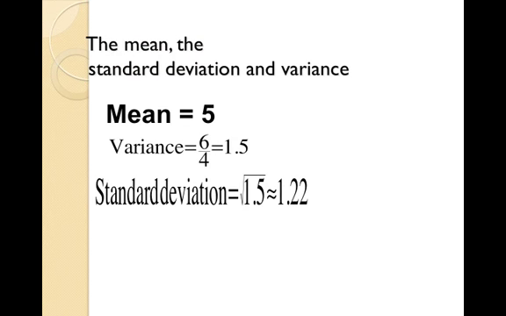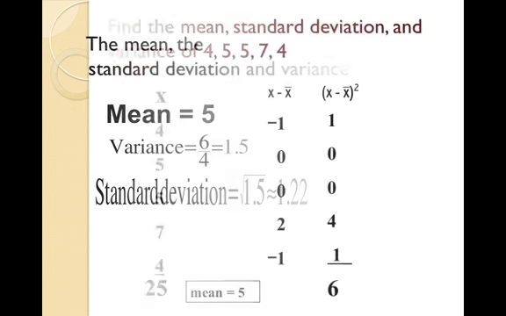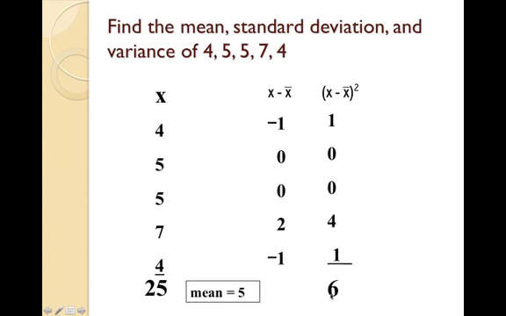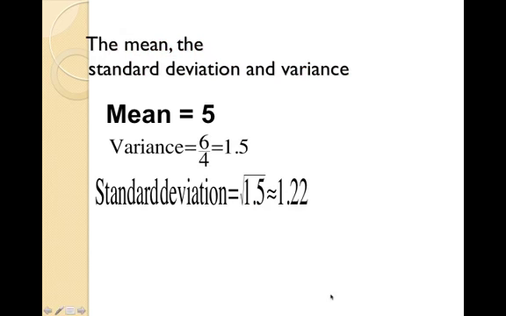Okay, the mean, the standard deviation, and variance. We've got a mean of 5, variance of 6 divided by 4, because the sum of our deviation squared is 6. The n is equal to 5, so n minus 1 is 4. So 6 divided by 4 is 1.5. The standard deviation is the square root of 1.5, which is approximately 1.22.